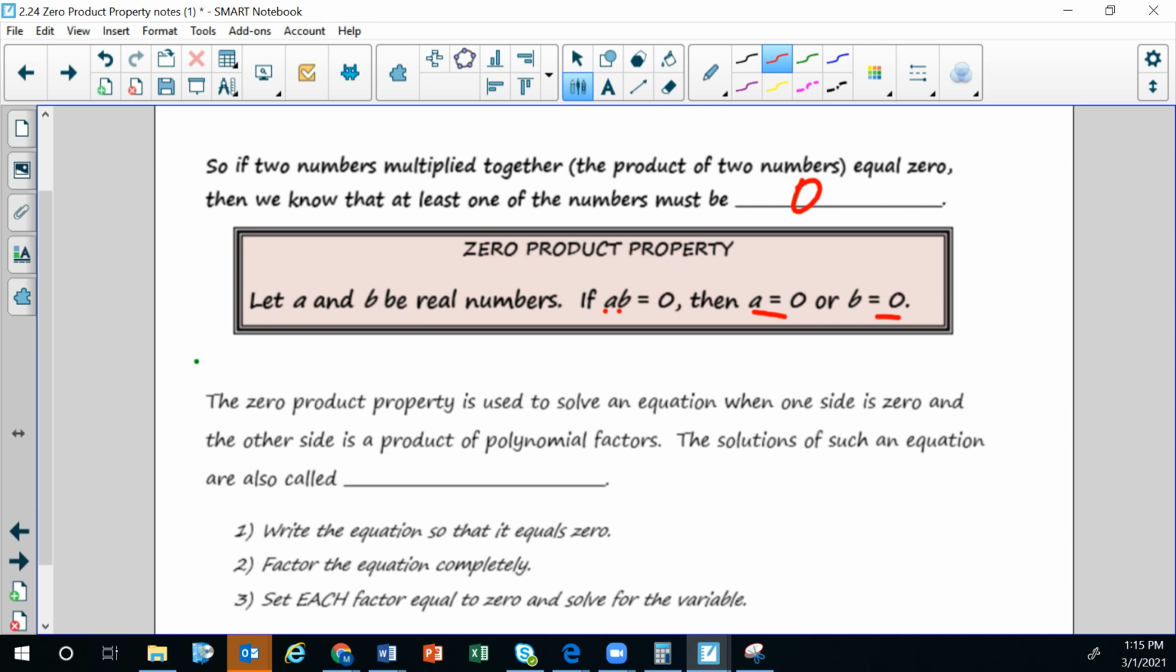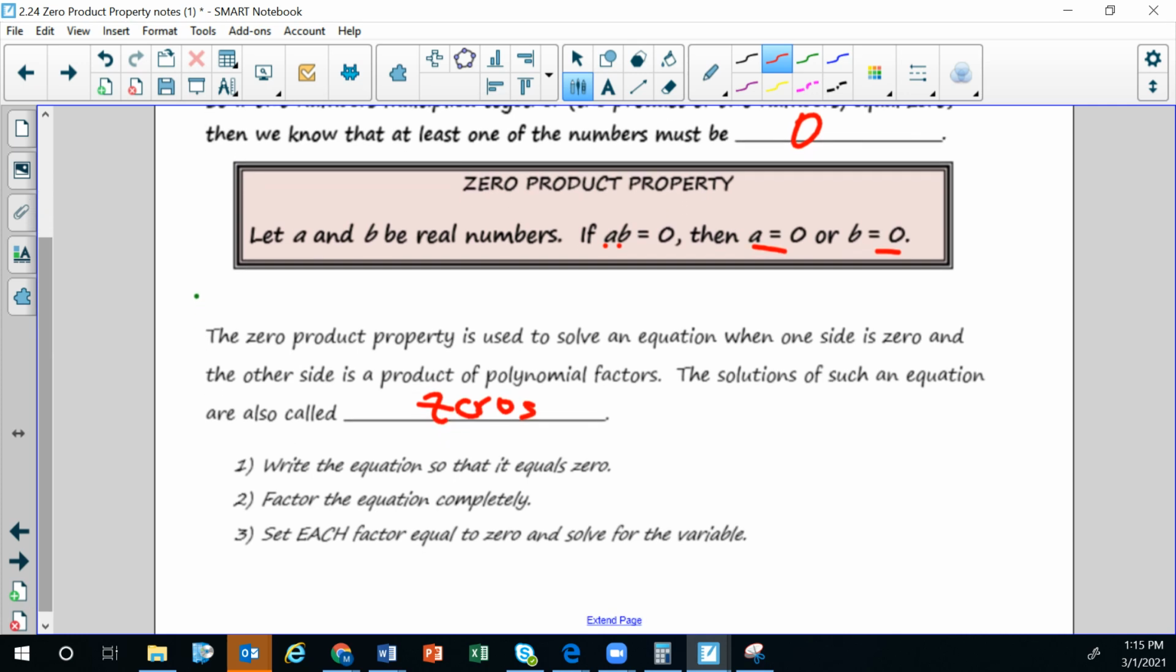And so this is where we have one side of the equation equals 0, and the other side is a product of polynomial factors. And the solutions of such an equation are also called zeros. All right, zeros. And so how do we solve these equations? Well, we write the equation so that it is equal to 0, factor the equation completely, and then set each factor to equal 0 and solve for the variable.